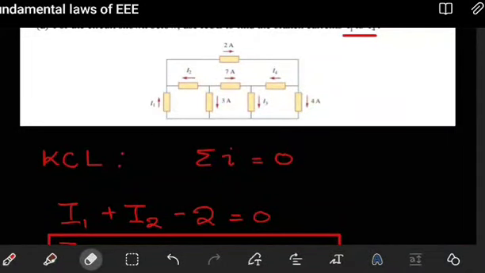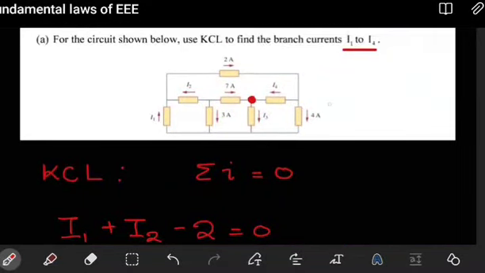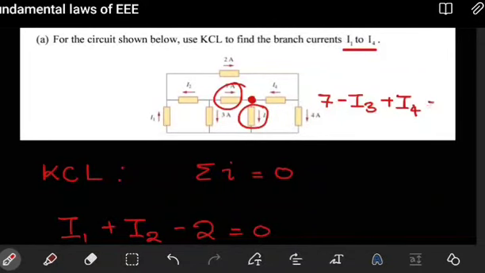Okay, so that sorts out that node. So now we go to this node here. For this node, what are we seeing there? The 7 amps enters, so you have plus 7 amps that enters. I3 leaves, so we have minus I3. And then what else? We have I4 enters, so you have plus I4 is equal to 0. So those are the only three. 7 enters, I3 leaves, I4 enters as well.